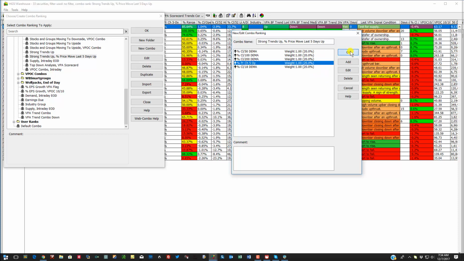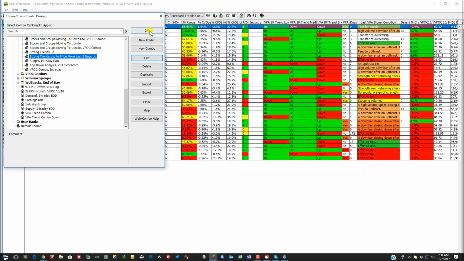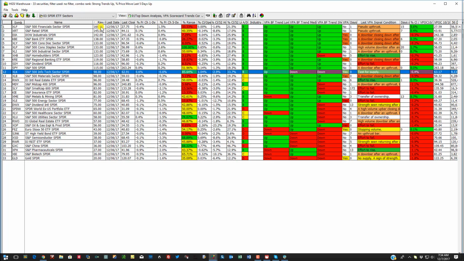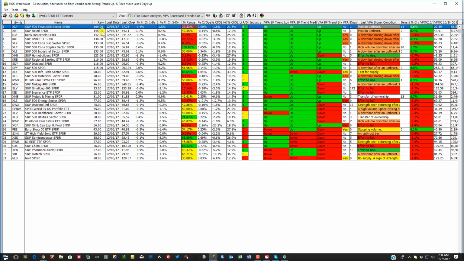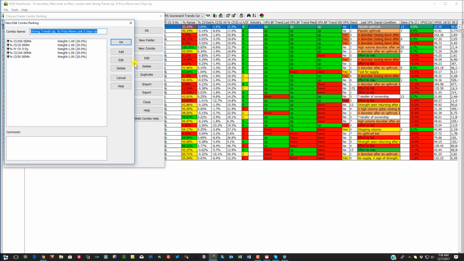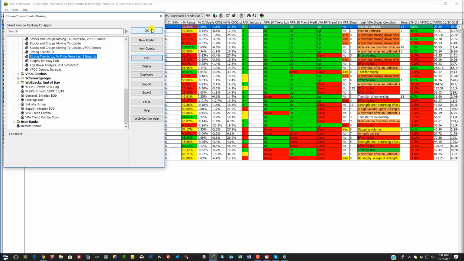And the indexes, or the ETFs in this instance, that best fit those criteria are going to come to the top when I click on the raw combo. Now the raw combo is essentially just as I like to look at it, it's the best fit of any of these indexes based upon these combo fields. So what do we have here?